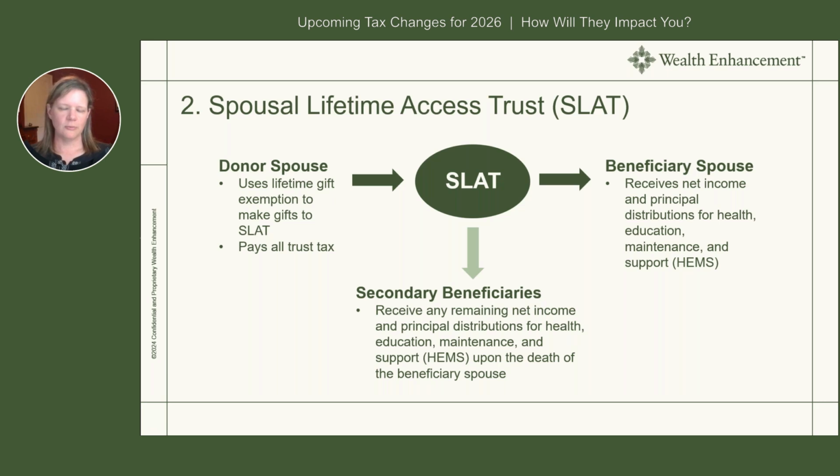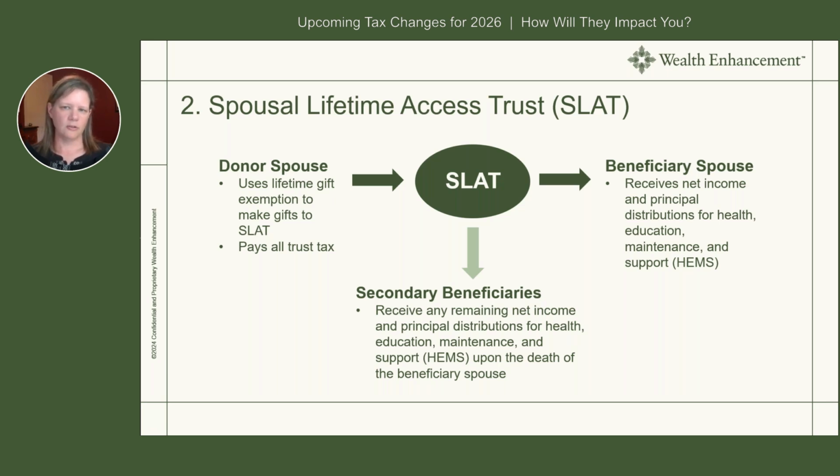And then the beneficiary spouse during his or her lifetime receives those distributions from the trust, again, net income, and you can see health, education, maintenance, and support. That's how most attorneys like to draft it. But if you want to be more restrictive or more generous, sometimes it's going to depend on what kind of trustee you name. You can put more terms within that trust to allow the beneficiary spouse more or less access than that HEMS provision allows.